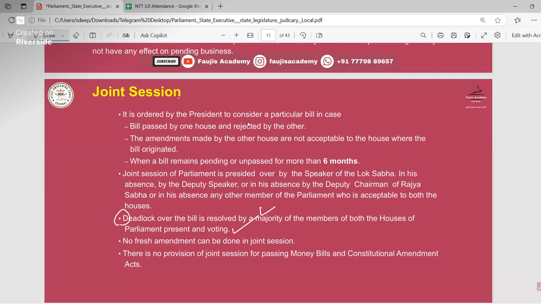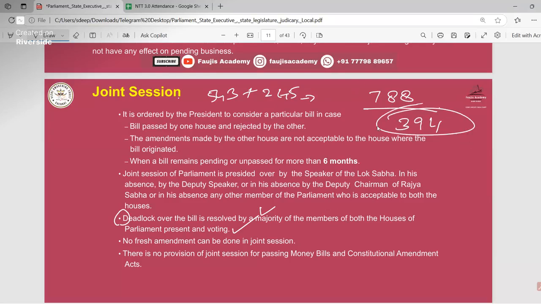Then the bill is passed in the joint session. So 543 is the Lok Sabha strength and 245 is the Rajya Sabha strength. Therefore, you have a total of 718 members. 394 is the halfway mark. If the bill gets 395, then the bill is passed, right?